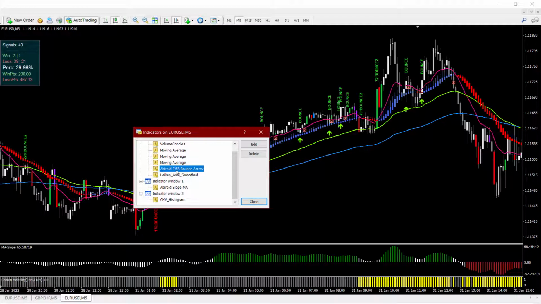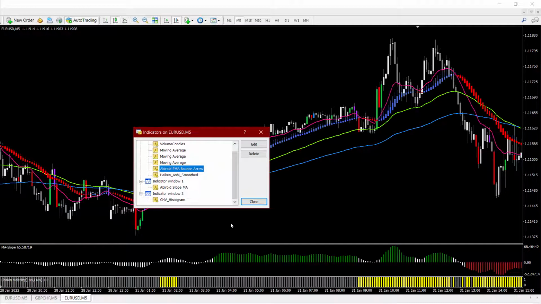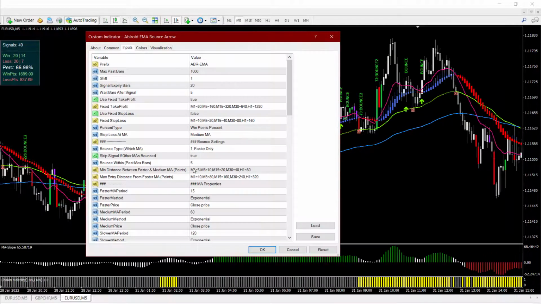So let me set that back to medium. As you can see, the win points versus the loss points: you get a higher number of win points because the loss distance will be much less if we are using this medium MA. So you can have this variable stop loss, or you can also have fixed stop loss, and you can use the ratio to what you like for fixed take profit.